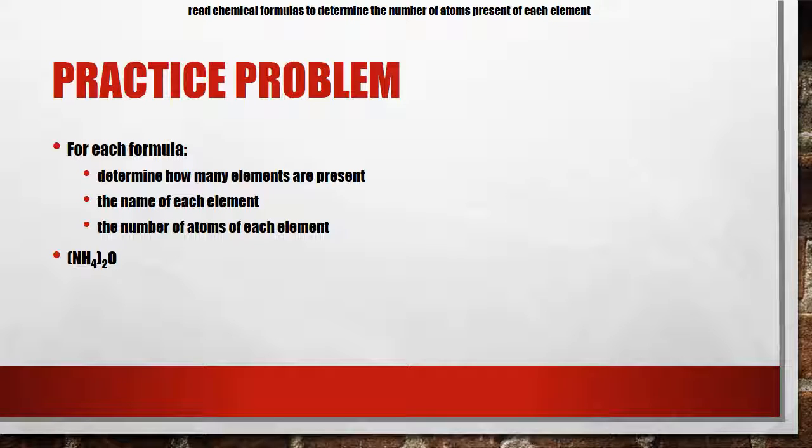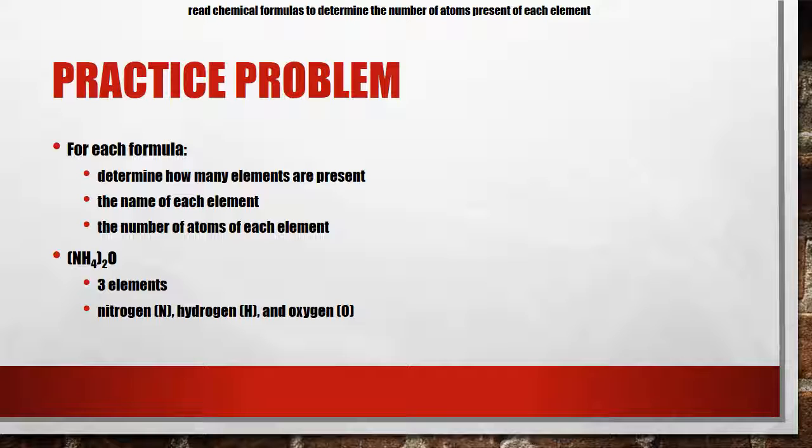(NH4)2O. In this example, there are 3 elements. I see 3 capital letters there. I see nitrogen, capital N, hydrogen, which is capital H, oxygen, which is capital O.